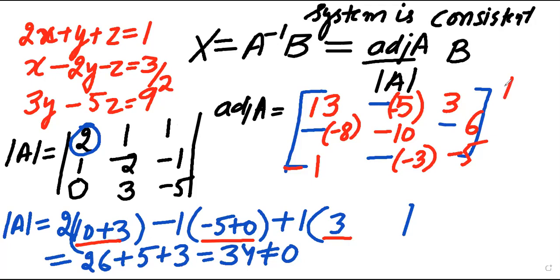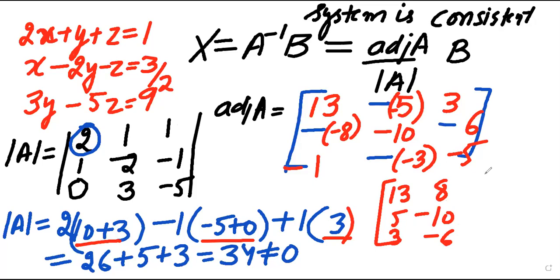Okay, now take the transpose. I have already told you what the transpose is. Take the rows as columns. Rows get changed into columns, okay, row into column. We got 13 here, 5, 3, 8, minus 10, minus 6, 1, 3, and here that is equal to minus 5. Okay, now divide by the determinant.